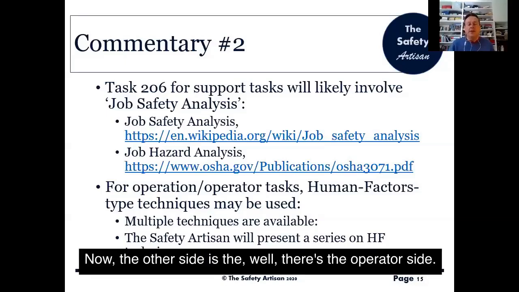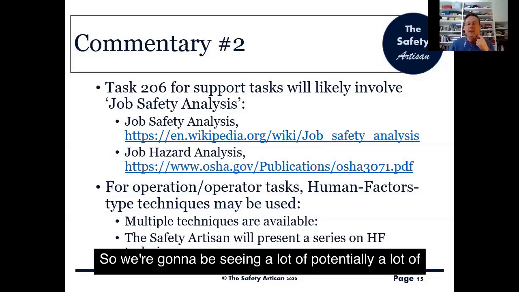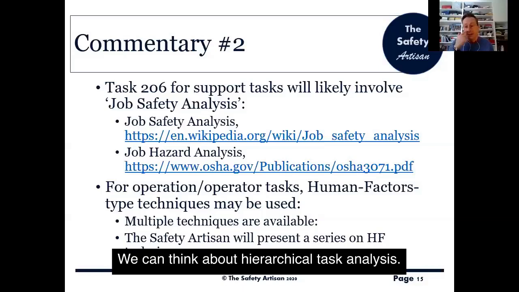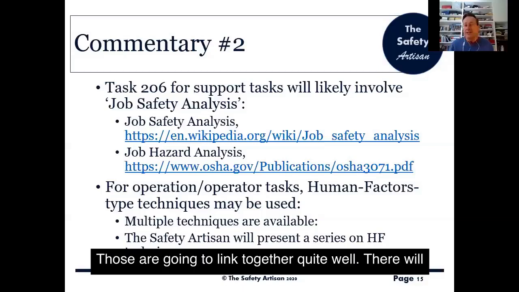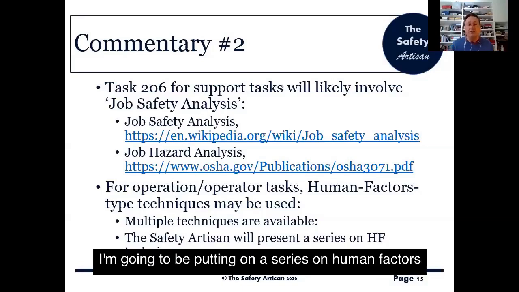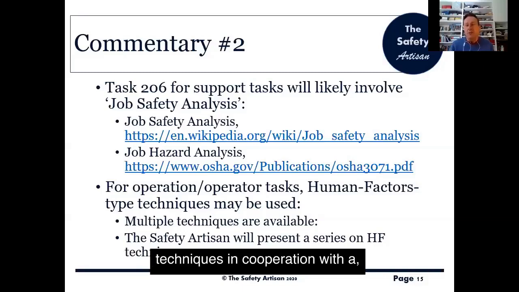Now, the other side is the operator side. So we're going to be seeing potentially a lot of human factors type techniques being relevant. We can think about hierarchical task analysis. Those are going to link together quite well. There will also be things like workload analysis. I'm going to be putting on a series on human factors techniques in cooperation with a specialist in that area.